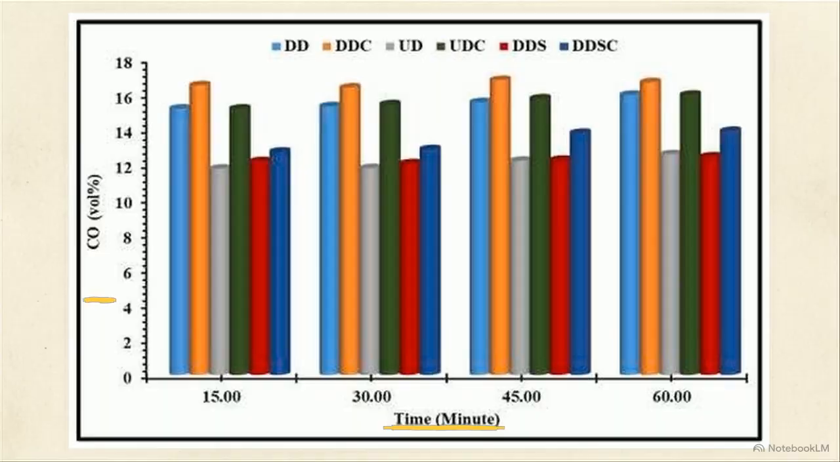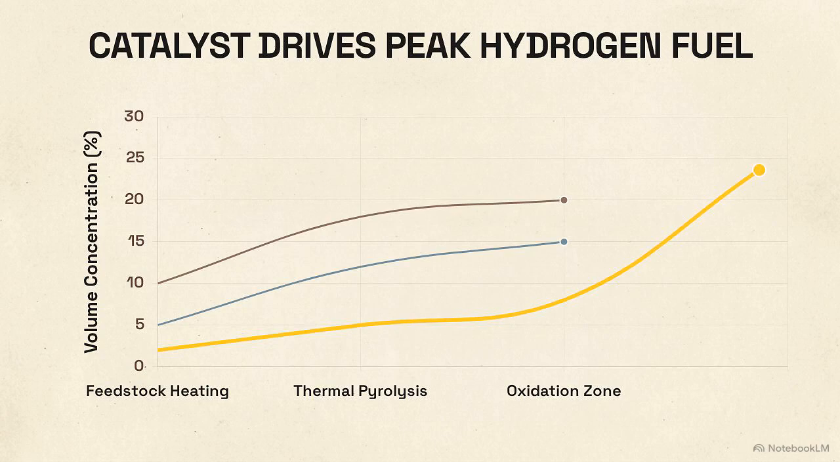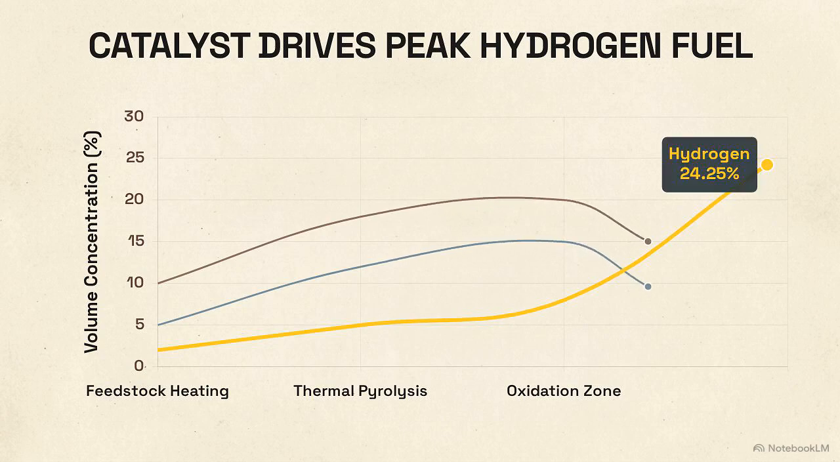This chart tracks carbon monoxide output across the test intervals. The downdraft catalyst mode, shown in orange, yields the highest carbon monoxide concentration, proving the demolition waste successfully reforms tars into usable fuel. But the system reaches peak performance in the combined downdraft with steam and catalyst mode. Driven by aggressive steam reforming, hydrogen concentration spikes to a massive 24.25% of the total volume.